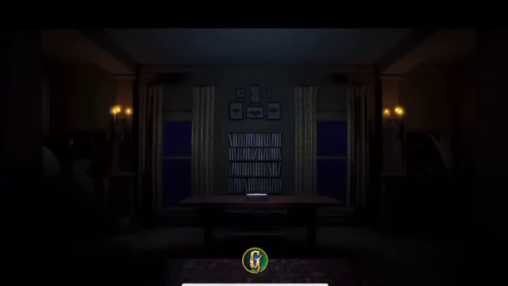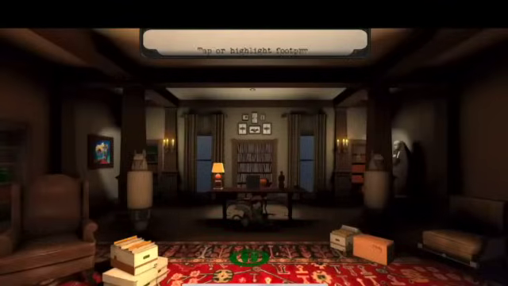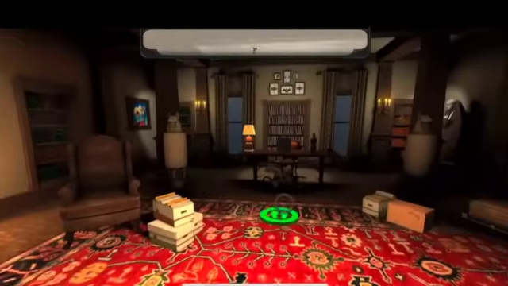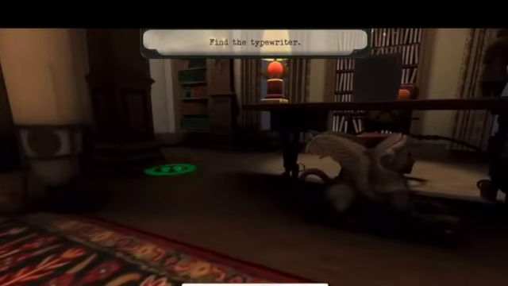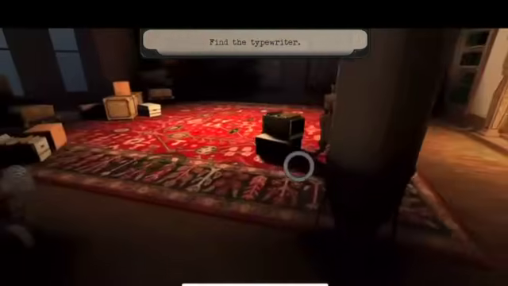Goosebumps Night of Scares. This is a mobile game for iOS and Android that uses survival elements in its gameplay according to the trailer. Nothing much to say, but it's worth checking out, I guess.